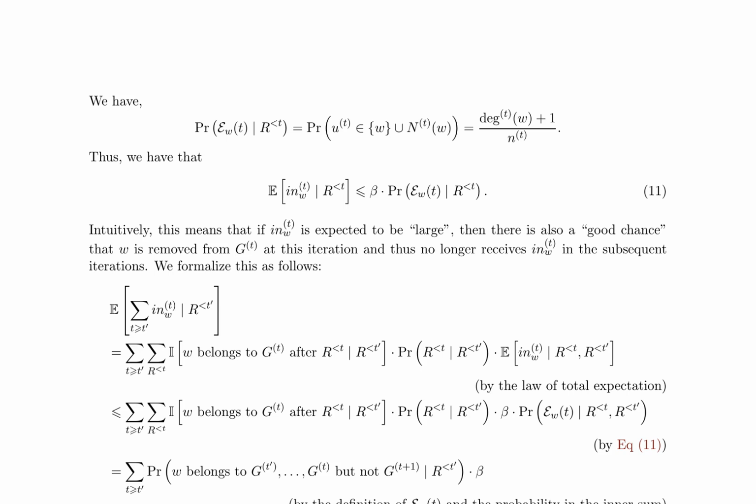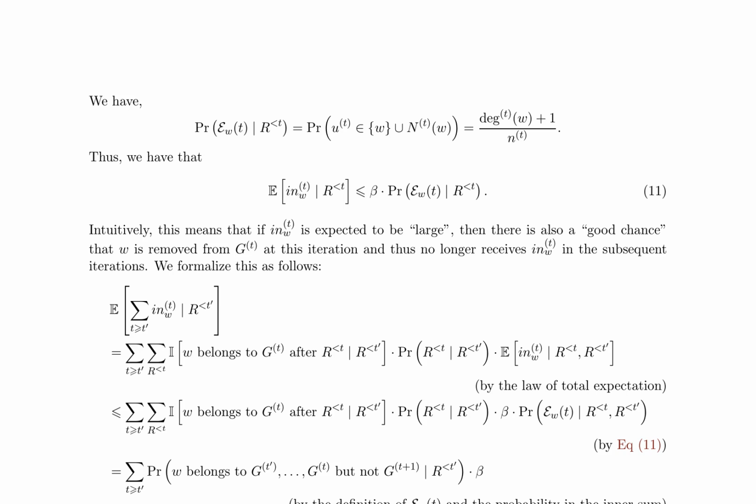The analysis of a graph algorithm focuses on the expected value of a variable in t w under certain conditions. This expectation is defined as the sum of probabilities that a node w belongs to a set n t w and has a degree greater than or equal to its own degree at time t. This expectation is then bounded by a factor beta, implying that if in t w is expected to be large, there is a good chance it will be removed from the graph g t in subsequent iterations.